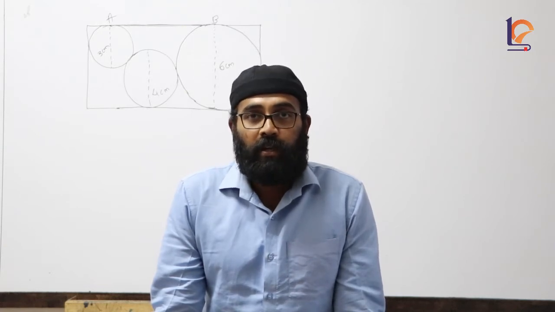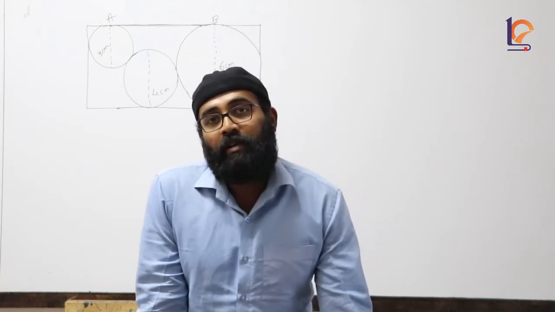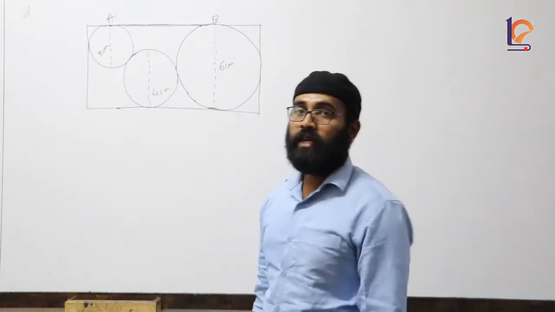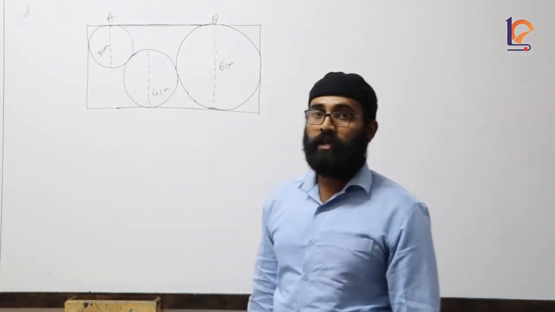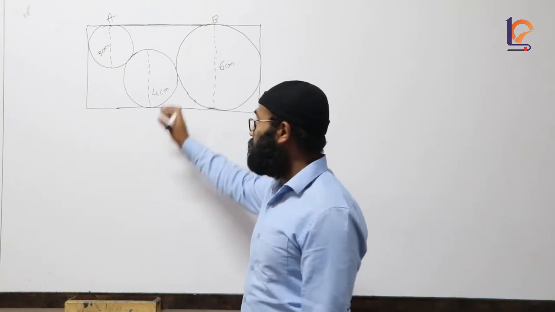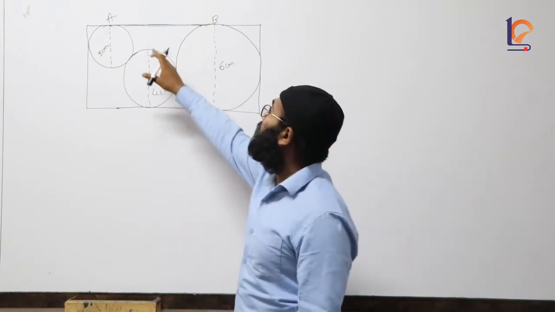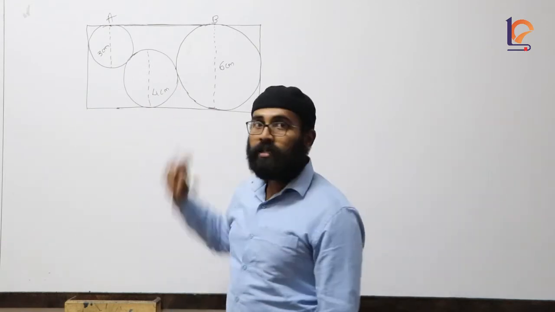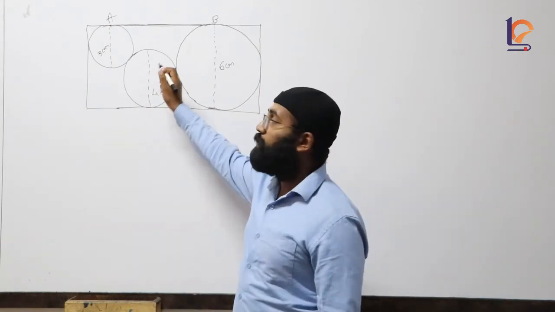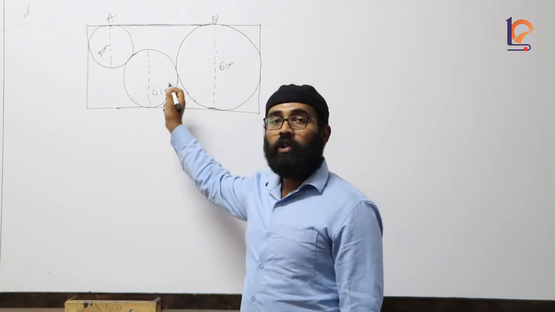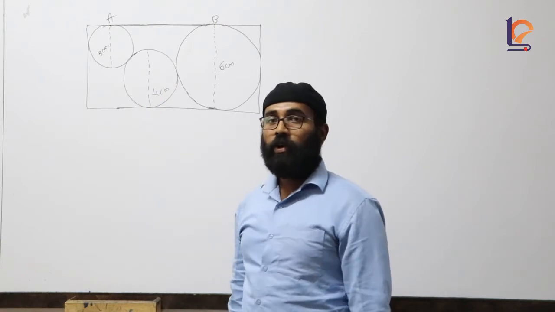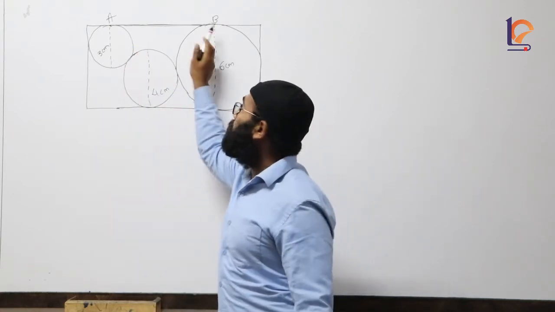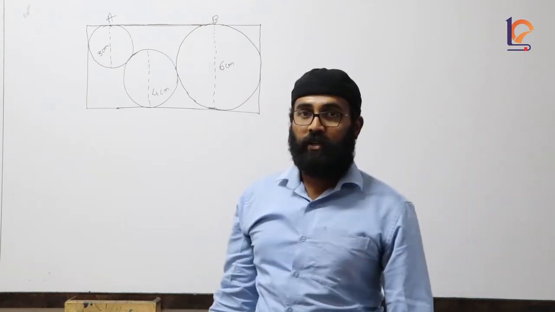So let us begin with a tricky question which has been most popular on the internet. That is to find the length of AB. They have given a rectangle and there are three circles in it. They have given the diameter of all those three circles. So if I want to find the length of AB, how can you solve that? So let's see.